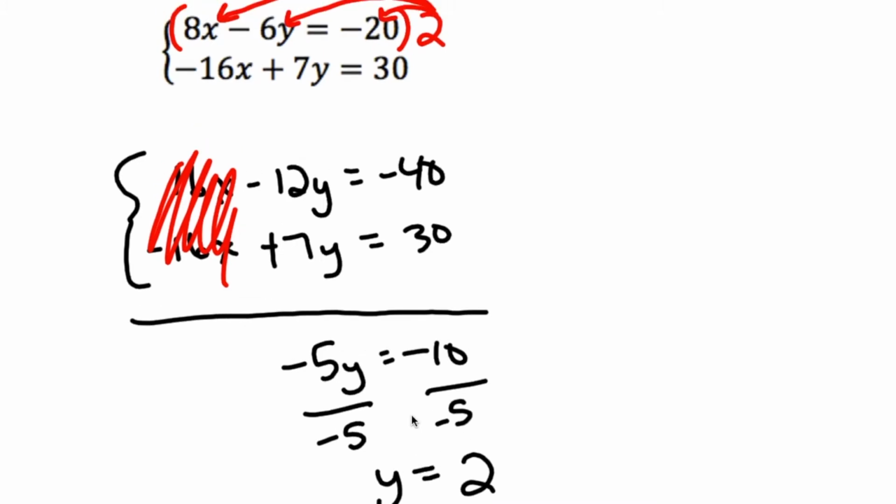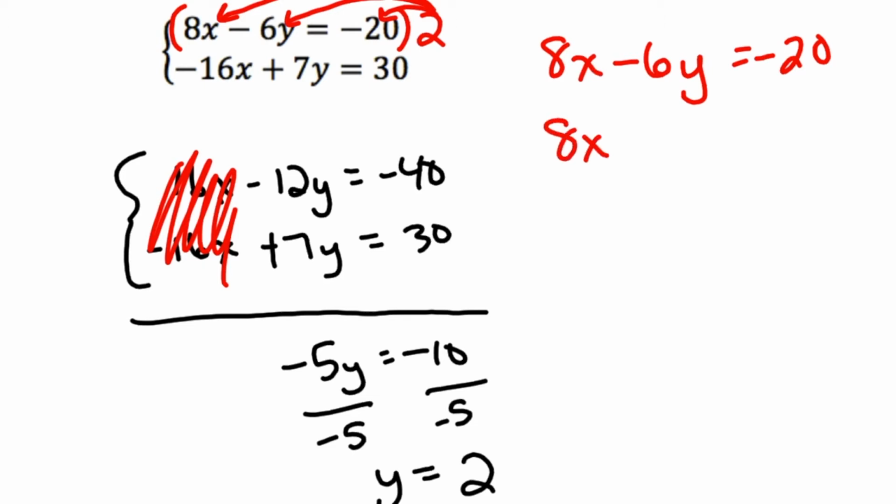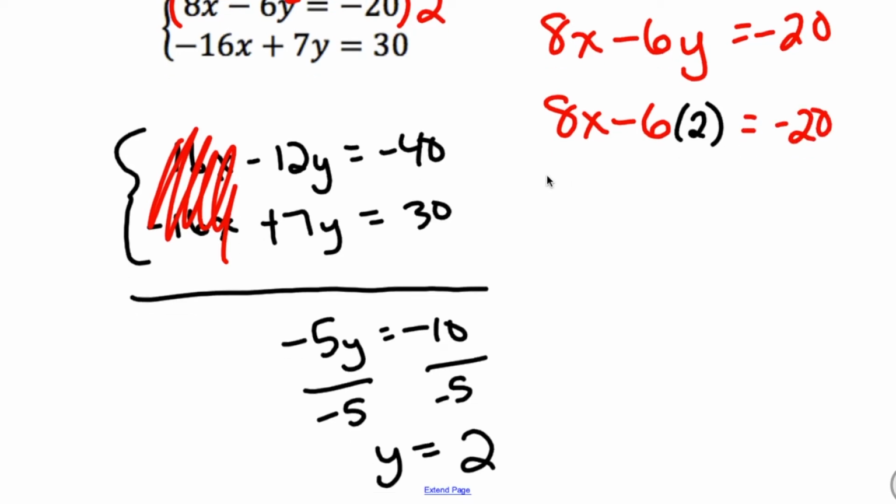So I'm going to take this y, and I'm going to use the top equation, 8x minus 6y equals negative 20. You can use the bottom equation if you choose. It does not matter. You will get the same answer as long as you solve for y correctly. So 6 times y is 2 equals negative 20. Let's go through and solve this now. I have 8x minus 6 times 2 is 12 equals negative 20.